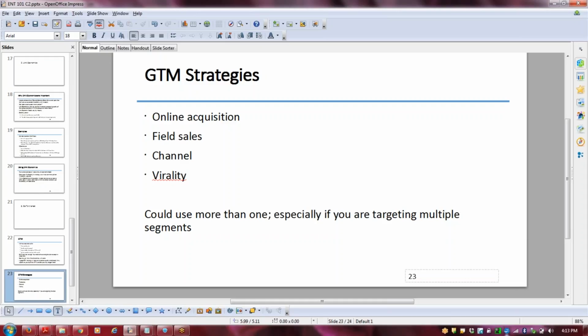So these are the different strategies. These are not the only ones. The major ones that we see now are online acquisition and virality. And field sales, as I talked about, where you send out people into the field and get the sale done. And channel is one more GTM strategy.